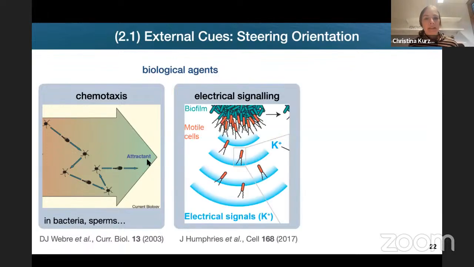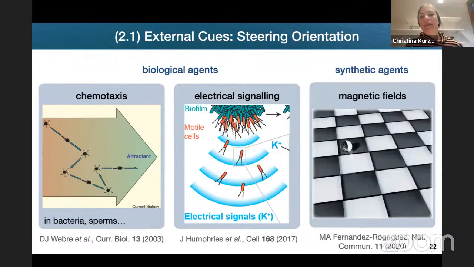Another example that I found along that line is that biofilms that are composed of bacteria can attract distant cells via generating electric signals. And so these signals tend to change the tumbling behavior of the cells so that they eventually come closer to the biofilm. And actually, this mechanism also works across different species, if you like.